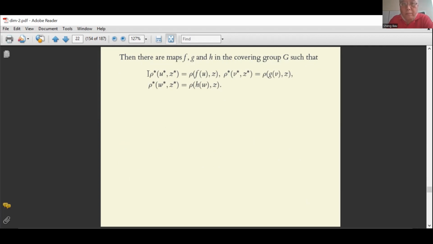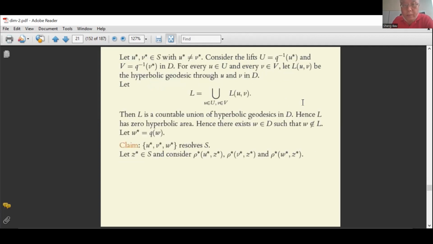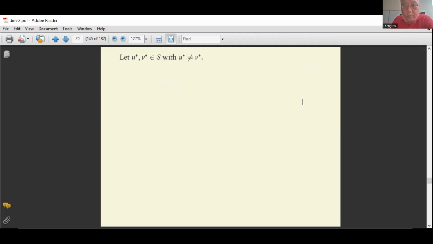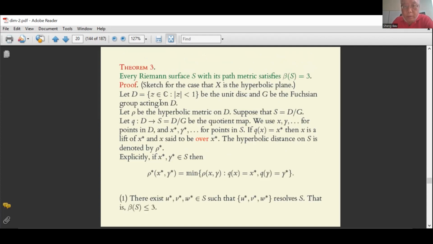such that the distances on the Riemann surface are realized even by the distances on the hyperbolic plane, or the open unit disk, in this way. Because distances are defined, as we have just seen earlier, by means of the minimum. This is actually an infimum, but the infimum is realized in this case, so it's a minimum.